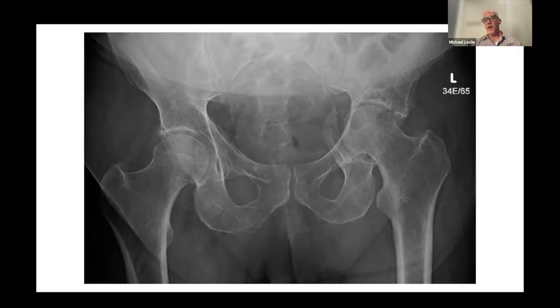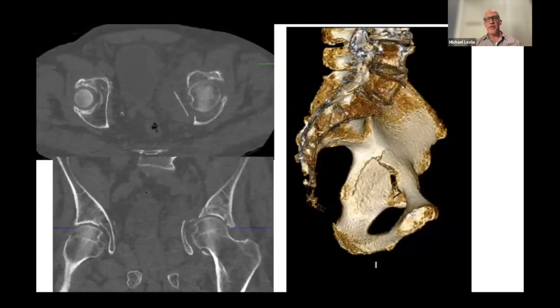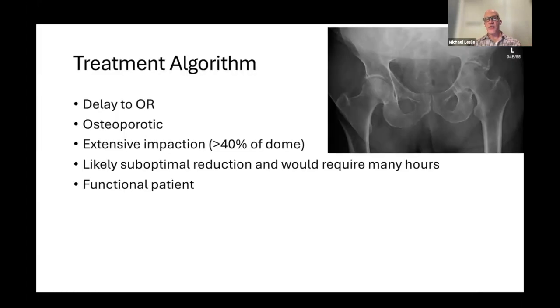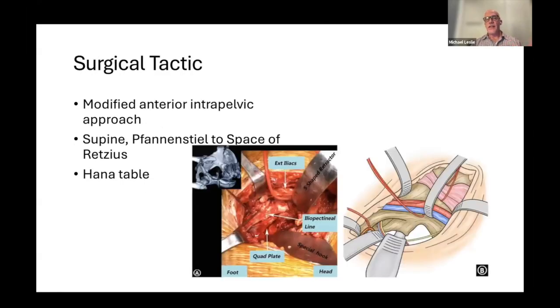And Mike, you brought this up earlier about how to do these things, just some more images of the actual injury. The treatment algorithm I was using here was: he was very delayed to the OR. He's osteoporotic. He's 70. He actually had a diagnosis of osteoporosis, which is rare in a male, but extensive impaction. I felt that this was a large part of the dome, likely suboptimal reduction in this one. And even if I got it reduced, really getting that piece as a free floating piece, the survival of that dome piece, I think is very challenging. And this is a totally functional patient. So these are the things that went into it for me.